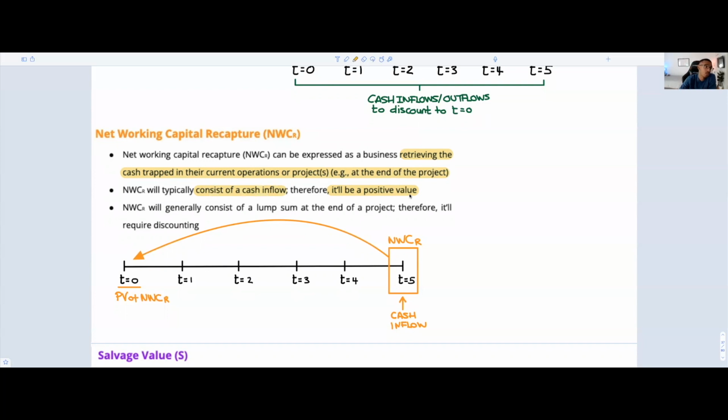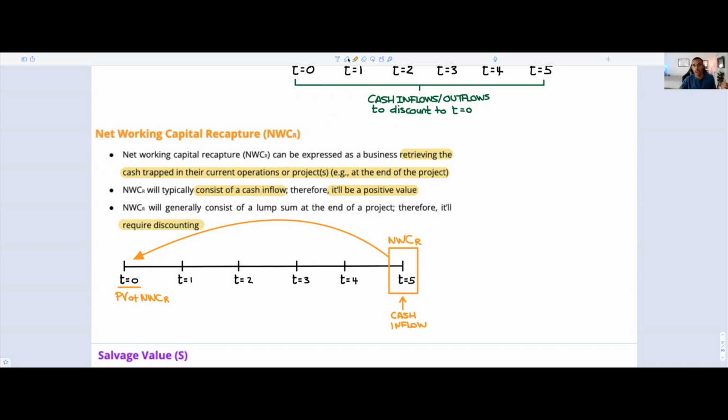And therefore, it's going to require discounting because that cash flow, as you can see on our timeline, assuming that the project finishes at year 5, that net working capital cash flow that you're going to recapture at year 5 is not happening today. And because of that, we've got to discount it all the way back to T0. All right, it's as easy as that. So it'll require discounting.